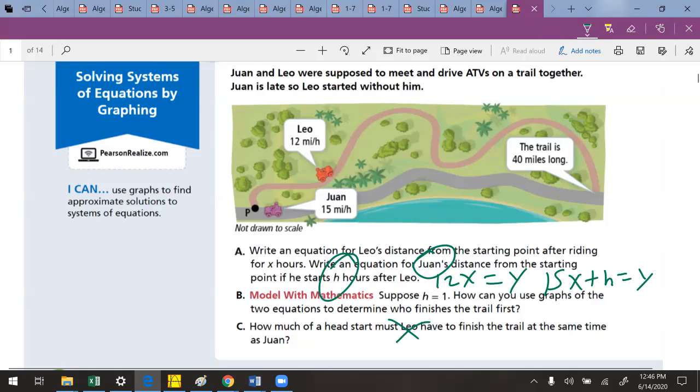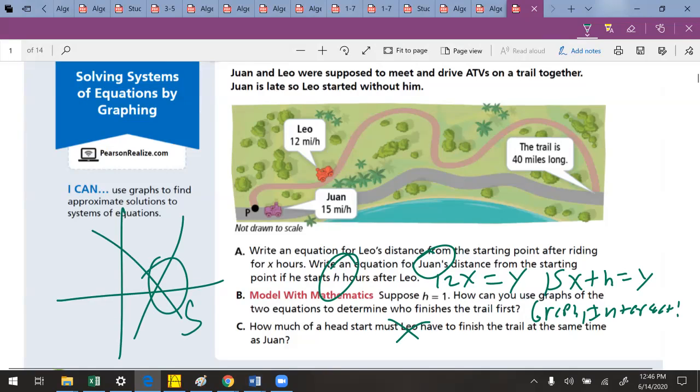We're going to skip part C. We'll do part B. Suppose H equals 1. How can you use graphs of the two equations to determine who finishes first? Basically, graph, and then we're going to find the intersecting points. That's important because wherever two graphs intersect, that's where the solution is.